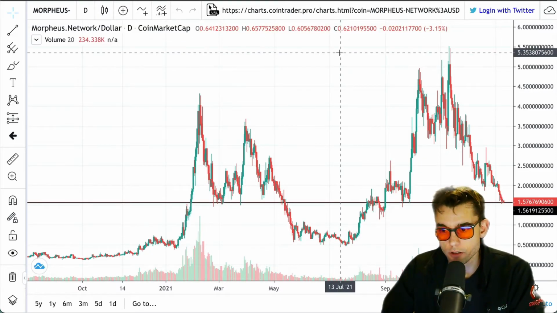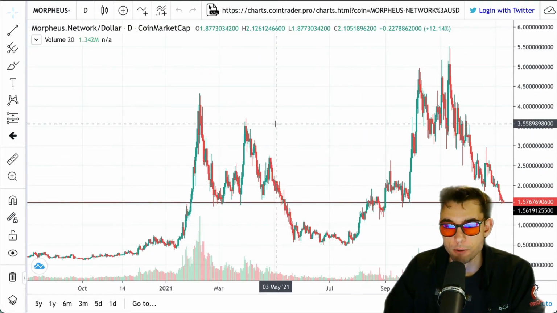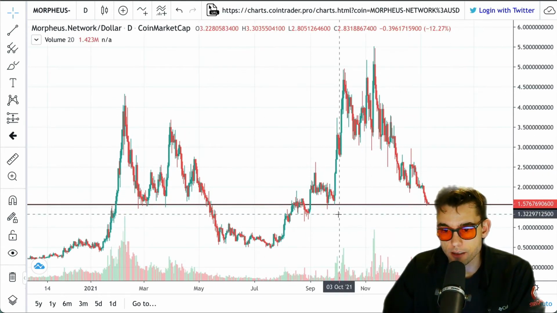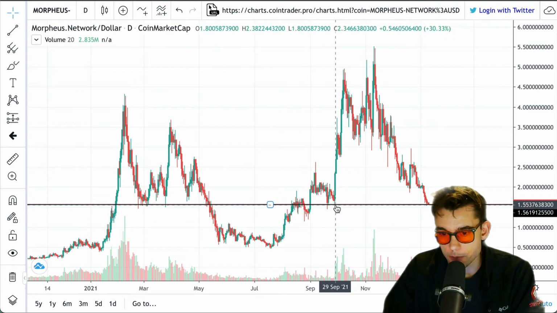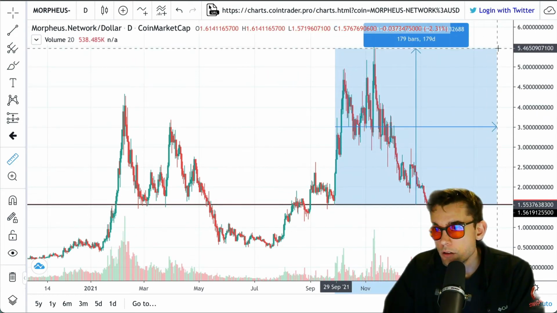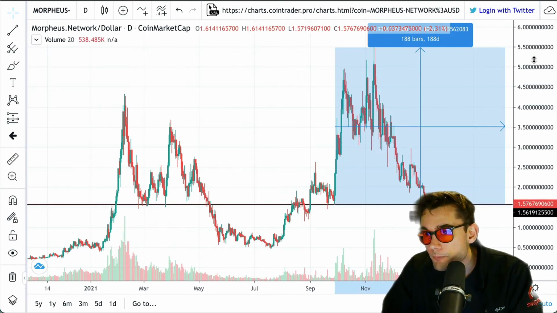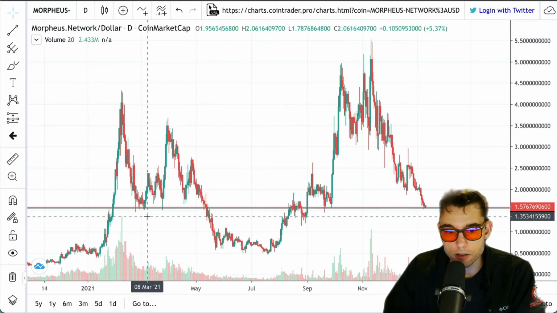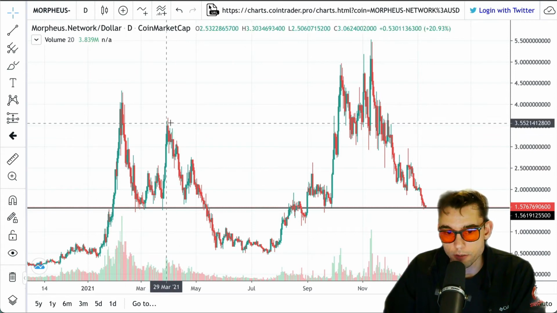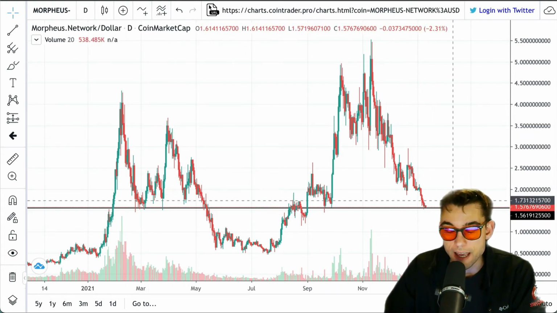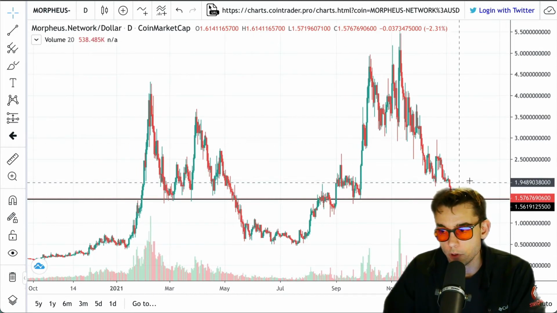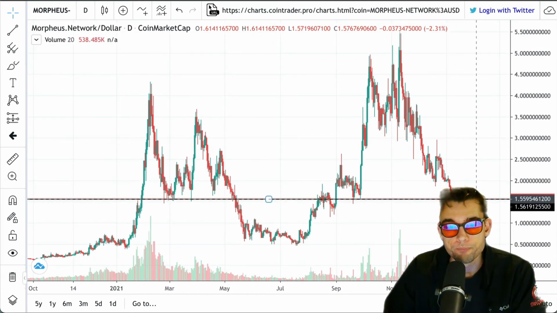Okay, so actually Morpheus Network is at a great buy zone right now. Look at this. It's at this huge support right before it took off and did a, what is that, 253% gain. That's pretty epic. So yeah, it's at this huge support level right here. I'm actually going to be adding to my Morpheus position right now at 1.56.